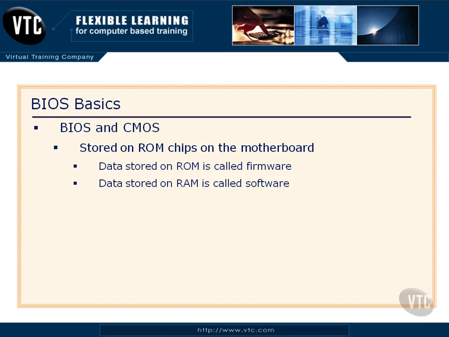If it's stored on read-only memory, meaning that I can't change it unless I have a special piece of software that I download from the manufacturer. Again, we'll talk about that later when we talk about upgrading or updating the BIOS. Anything that's stored on read-only memory, it's not very easily changed. It's called firmware. Anything that I can change readily in memory on RAM is called software. So there's the difference, okay?